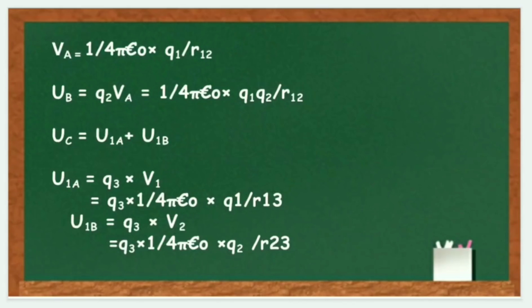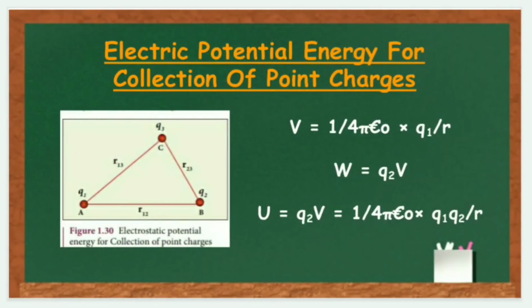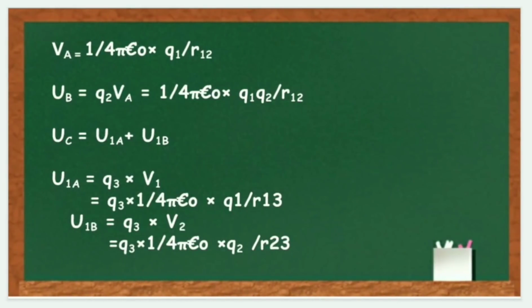Now what is UB? UB is nothing but the work done to bring the Q2 charge to the point B. So we are bringing Q2 charge, so it should be Q2 into VA because the Q1 charge is already in the picture now. So multiplying, 1 by 4 pi epsilon into Q1 Q2 by R12 will be the UB value. Two charges are there now, and we are bringing in the third charge.